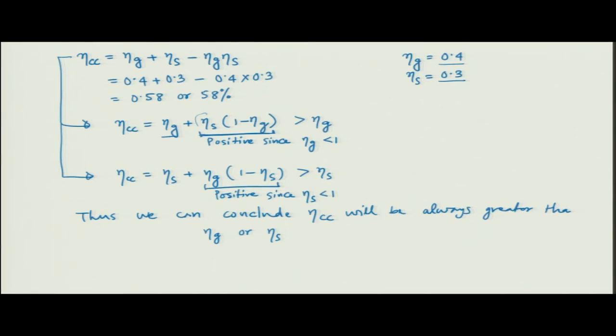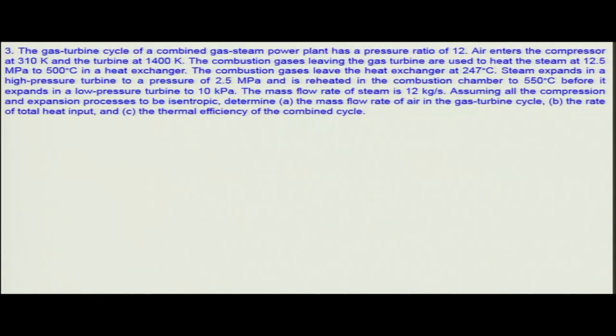So we have seen how to obtain the efficiency of a combined cycle, and we have seen that the efficiency of the combined cycle is higher than the individual efficiencies of the gas turbine and the steam turbine cycle. Coming to the third problem, it is again a combined cycle operation, where the gas turbine cycle is a topping cycle. In the gas turbine cycle of a combined gas steam power plant, the pressure ratio is 12, so Rp is 12 for the gas turbine, and the air enters the compressor at 310 Kelvin. First, let us try to draw the TS diagram.